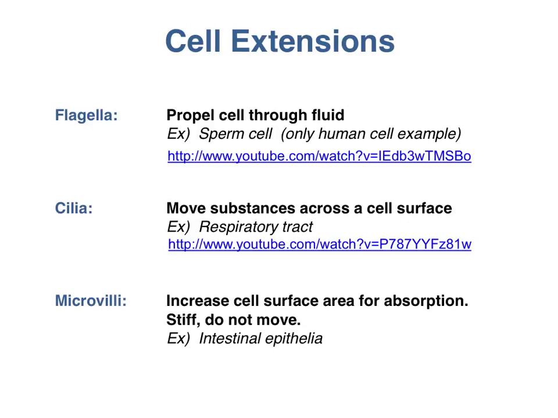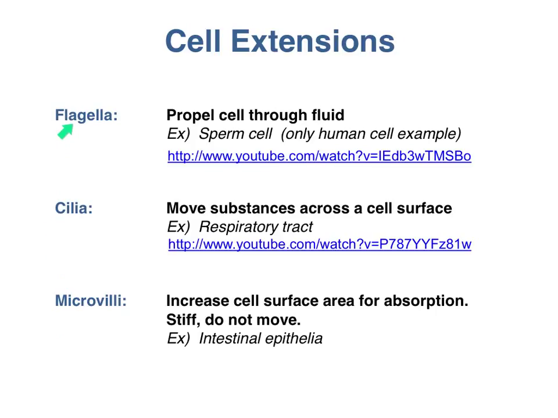The last thing I want to say about the anatomy of the plasma membrane is pointing out that some cells in the body have projections, extensions of the plasma membrane that stick out from the main body of the cell. And there are three types of cell extensions. We have the flagella, cilia, and microvilli.